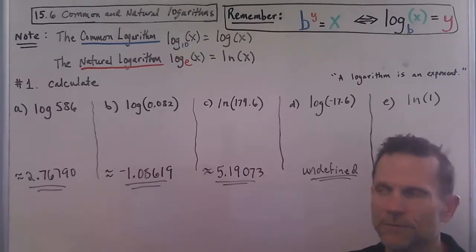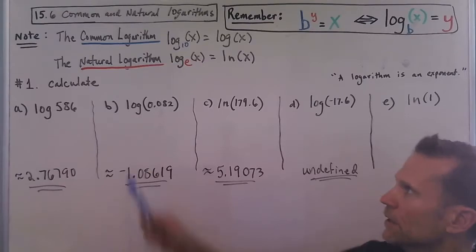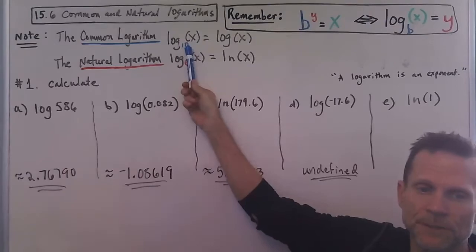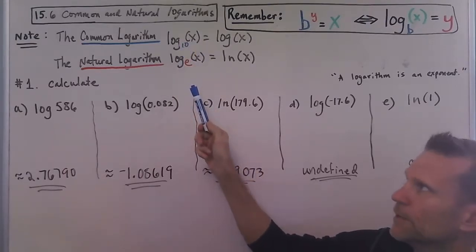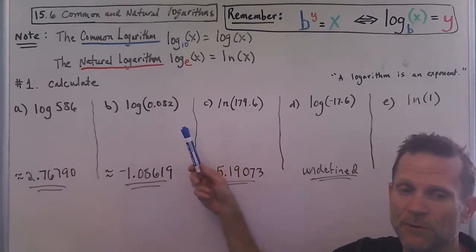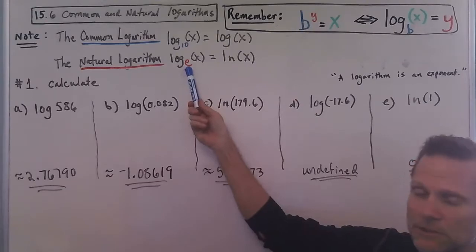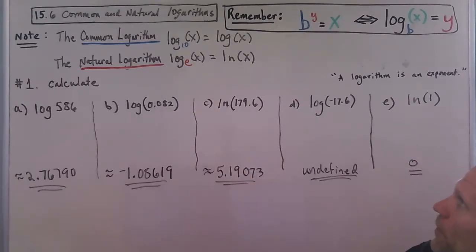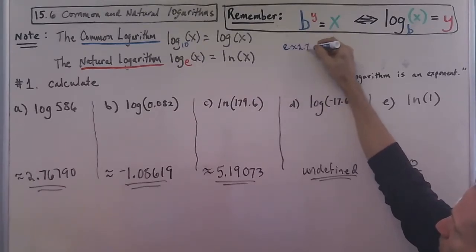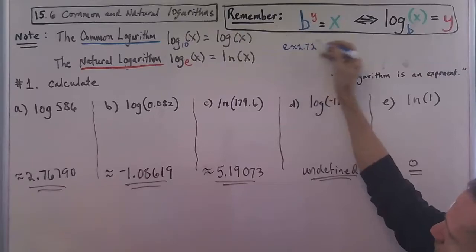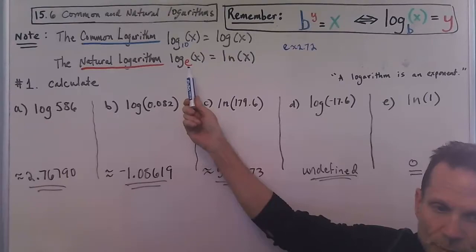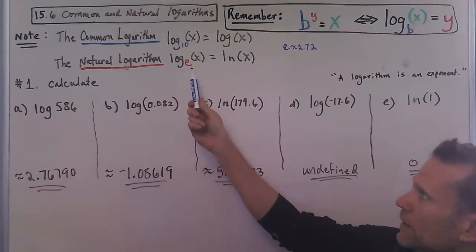Okay, moving on to 15.6, we're going to talk about the common logarithm and the natural logarithm. The common logarithm is a base 10 logarithm, and that's the base number system that we use. And then a number that often comes out in using logarithms is Euler's number, which is approximately 2.72. It's an irrational number. And so the natural logarithm is a logarithm with base of Euler's number, 2.72 roughly.